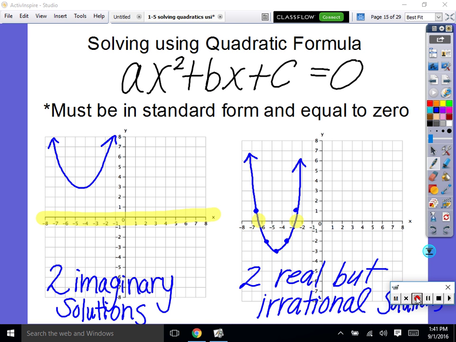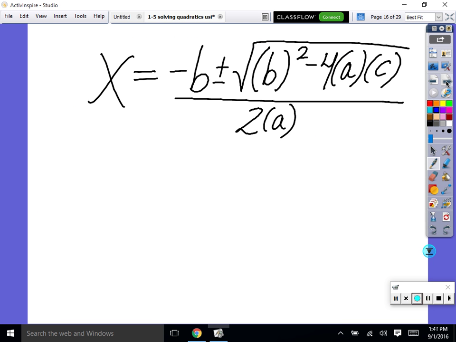Quadratics have 2 solutions always. Never crosses the real number line, so that's 2 imaginary solutions. And if it crosses the real number line in like decimal places, we still have real solutions, but they're irrational, meaning they can't be written as a fraction. You'll use the quadratic formula if you have ax squared plus bx plus c, and it has to be equal to 0.